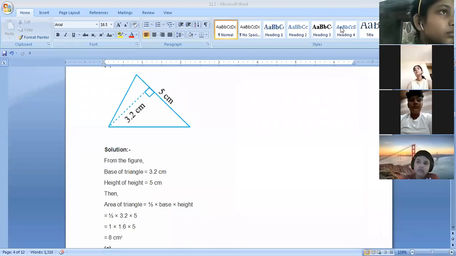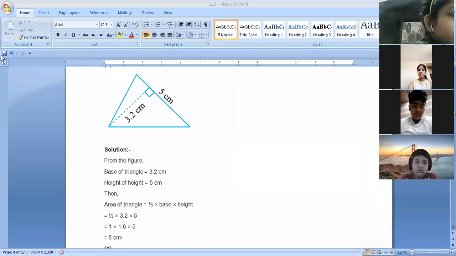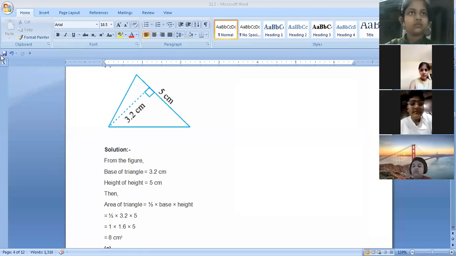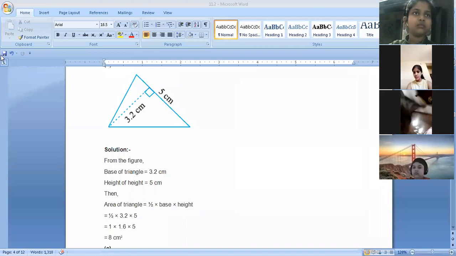.8 centimeter square is the right answer. Yes, Dhavanya, unmuted. Excuse me, ma'am. Why we multiply it with the half? Because the formula is this only, beta. Area of a triangle formula is half into base into height.